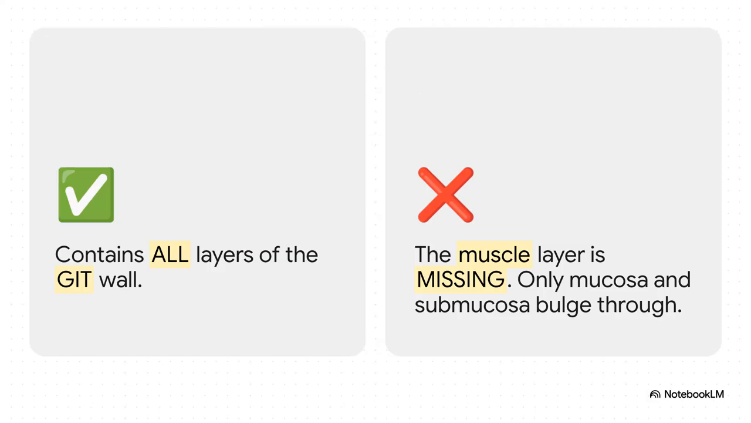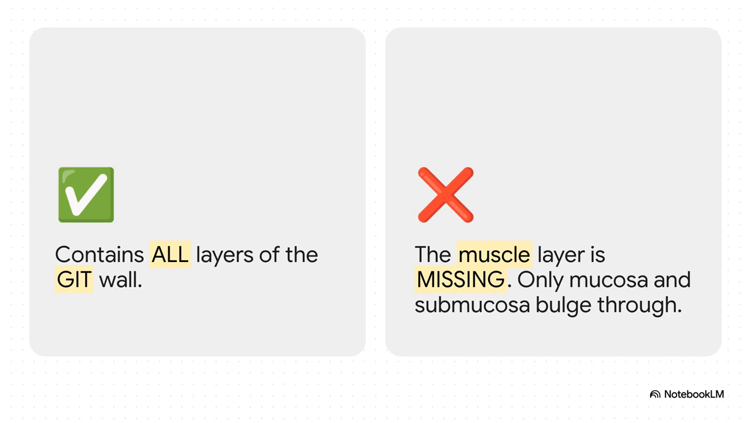And the answer to that question splits them into two big groups: true and false diverticula. A true one, well, it's like a perfect little bubble. Its wall has all the normal layers of the intestine, just like it should. But a false one, now this is different.